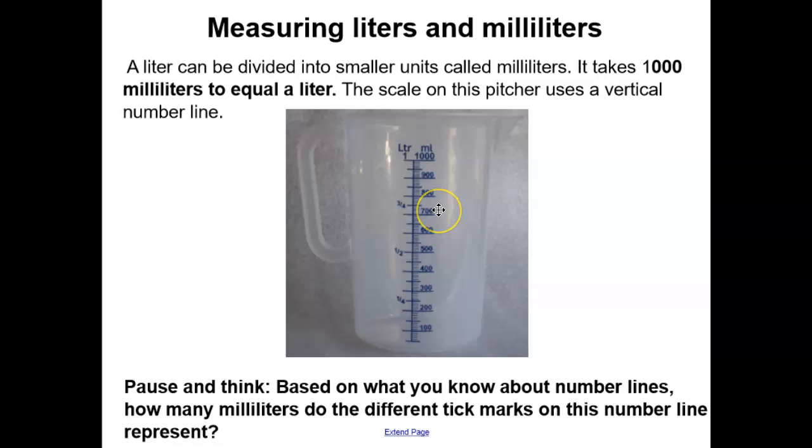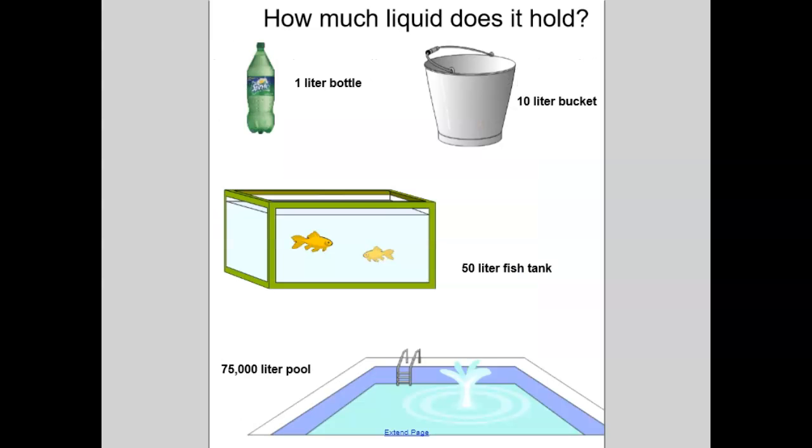What would be the amount of water if I filled it right to this line right here in between 700 and 800? How many milliliters of water would that be? Precisely, it would be 750 milliliters because it's halfway between 700 and 800.